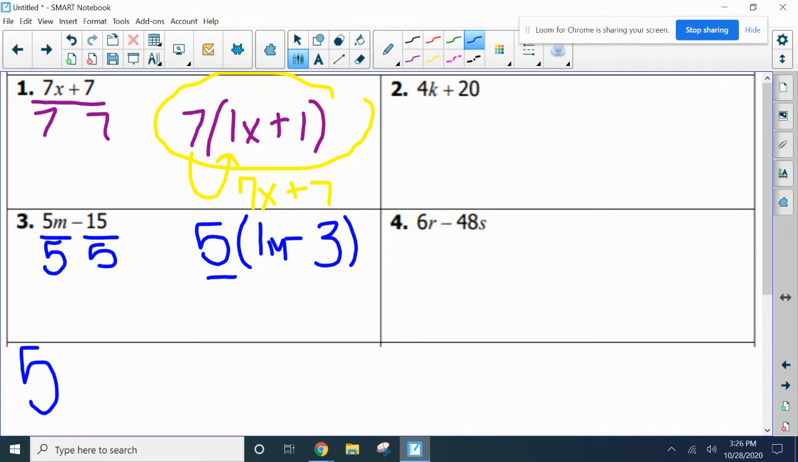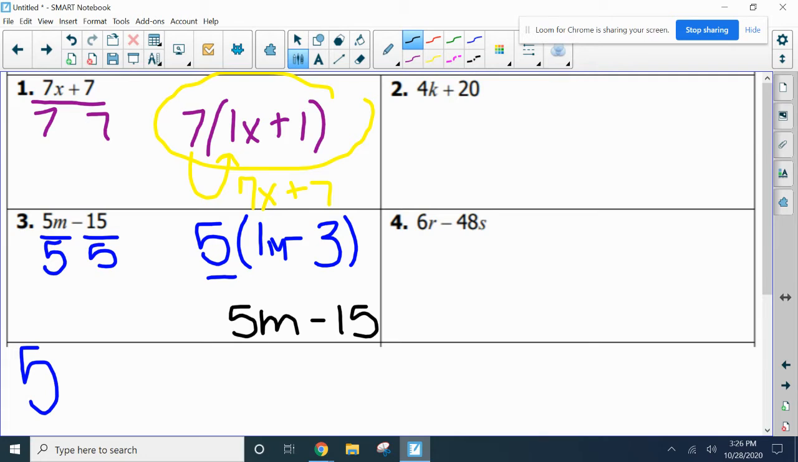And we can go back and check our work. I know that 5 times 1m is 5m, because 5 times 1 is 5, and 5 times m, well, we don't know what m is, so we're going to leave it as 5m. We're going to leave that minus. And then 5 times 3 is 15. So we got what we started with, so we know that we did that right.